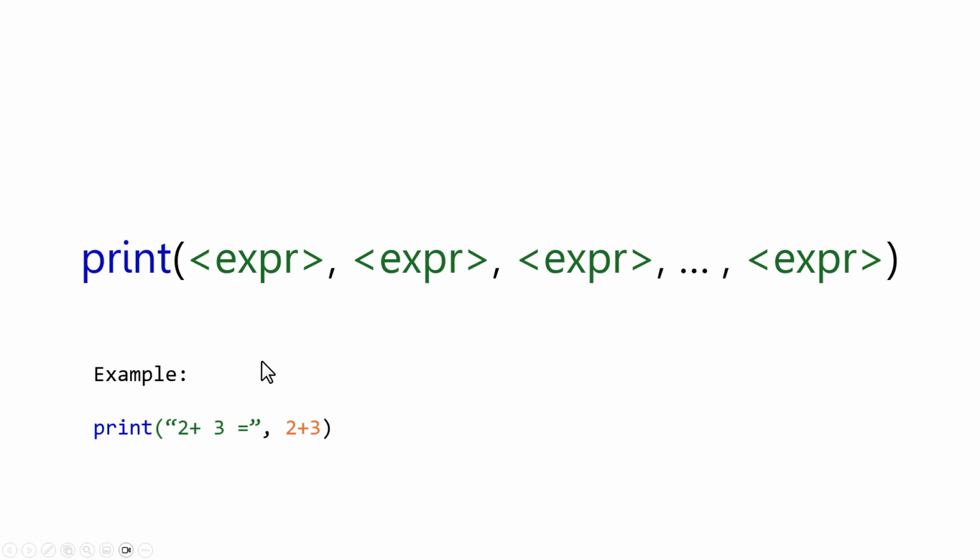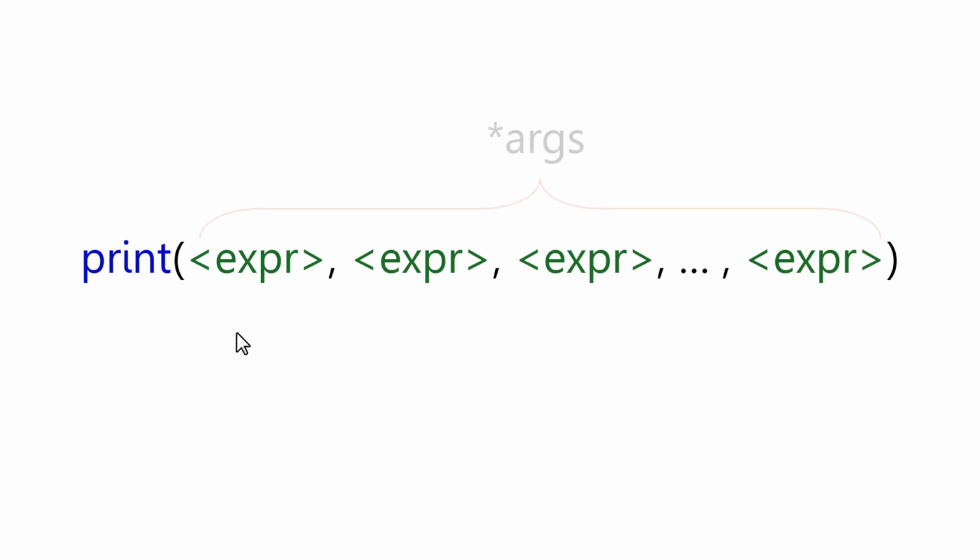And this kind of syntax you generally see as something like star args. So whenever you see in the syntax something like star args, it means that n number of expressions are possible. Okay, let's go back to our JupyterLab and see this example.